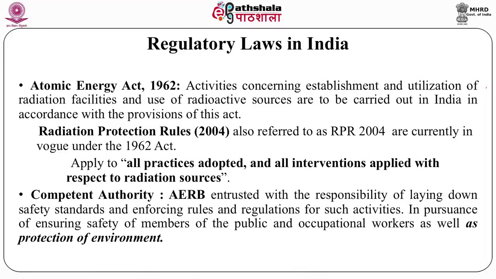So who is the competent authority in India to implement the radiation protection rules? The agency is called the Atomic Energy Regulatory Board. This agency is entrusted with the responsibility of laying down safety standards and enforcing rules and regulations for such activities in pursuance of ensuring safety of members of the public and occupational workers, as well as protection of the environment. So this ensures not only protection of the public and the occupational worker, but also of the environment.